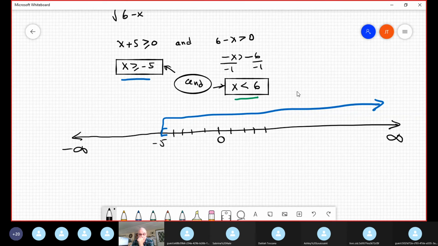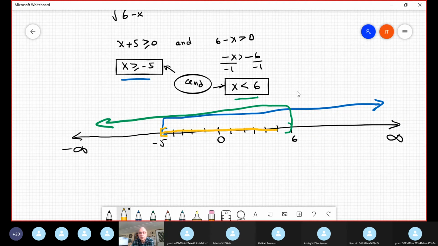1, 2, 3, 4, 5, and 6. But to the left, so in green color to the left. And of course, do not include 6. Okay, because now I can see what the intersection is between the blue and the green. It's easy. It's from negative 5. Now I highlight directly in yellow color to 6. Of course, do not include 6 and include negative 5. The final answer is bracket negative 5, comma 6, parenthesis. This is the domain.